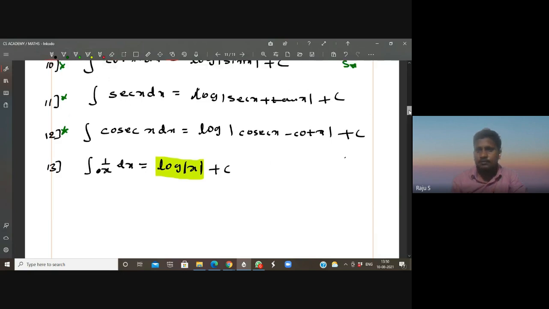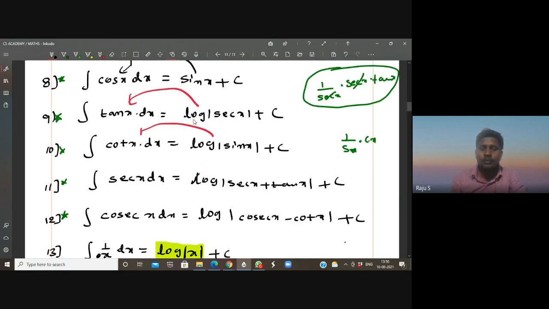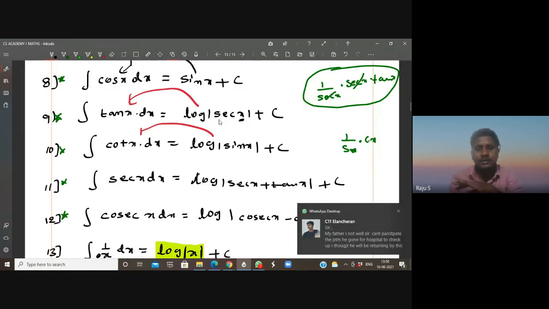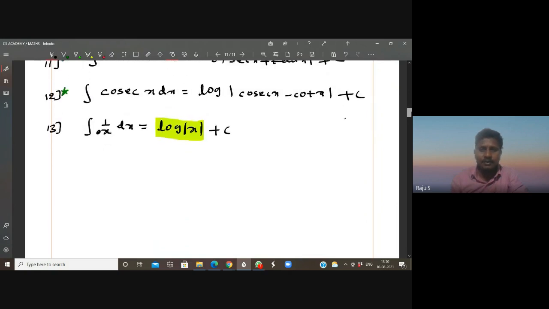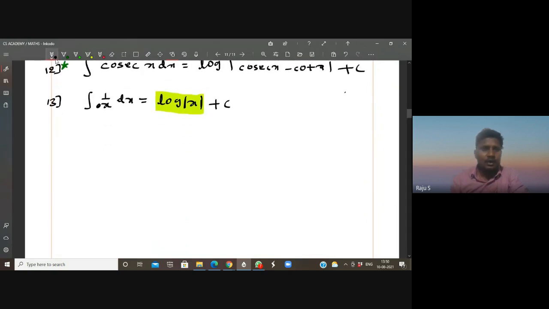Even here also we are getting log as the output. Log cannot take a negative value, so here we are taking modulus, because what is secant of 120? When I give x equal to 120 degrees, secant becomes negative, and log of a negative value is not defined. But when we take modulus, it becomes positive, so log is defined for that positive value. Okay, now the 14th formula.